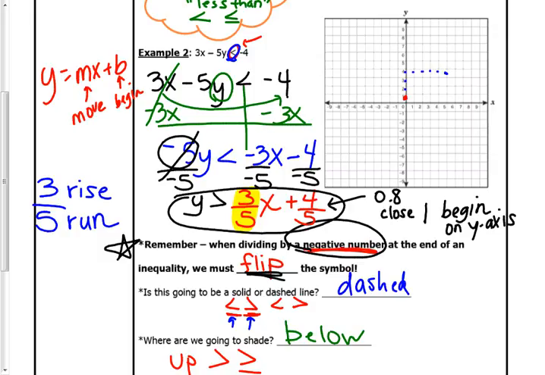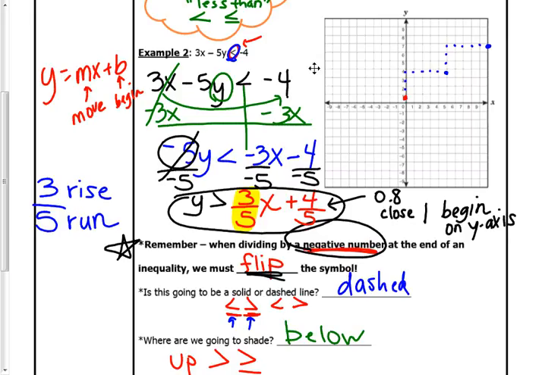Let me fix that. 1, 2, 3, and over 5. 1, 2, 3, 4, 5. Right around there. So remember, it wasn't quite a whole number, so I'm not going exactly on that line there. Okay, so now that we have the 3 points, we need to connect them with a line, right?